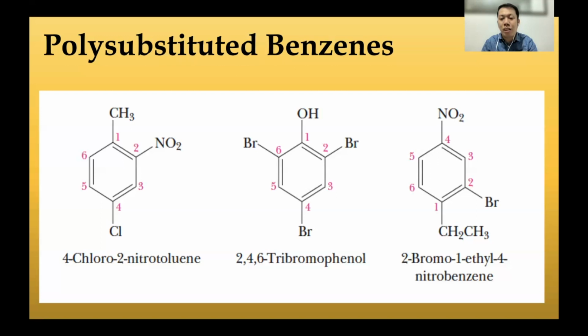So you have here 1, 2, 3, 4. In this case, you have to select ethyl since it is closer to bromine. You cannot select bromine and then ethyl going to nitro. Okay, so this is the closest possible combination. That's why it is 1 ethyl, then 2 bromine, and then 4 nitro. So that's why the name is 2-bromo, 1-ethyl, and 4-nitrobenzene.